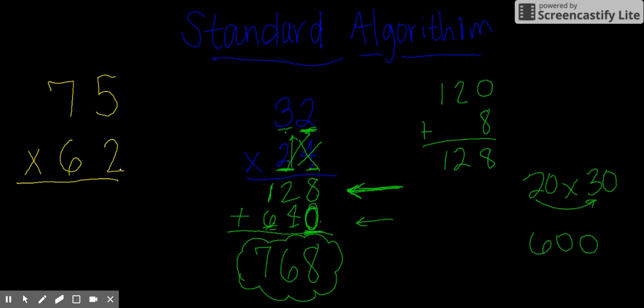Okay, remember what I taught you. Always start with this 2, and you're going to multiply bottom factor 1s, bottom factor 10s. So 2 times 5 is 10. Remember, you have to carry your 1. 2 times 7 is 14, plus 1 more is 15. We have 150. You can cross that out because we're done with it now.